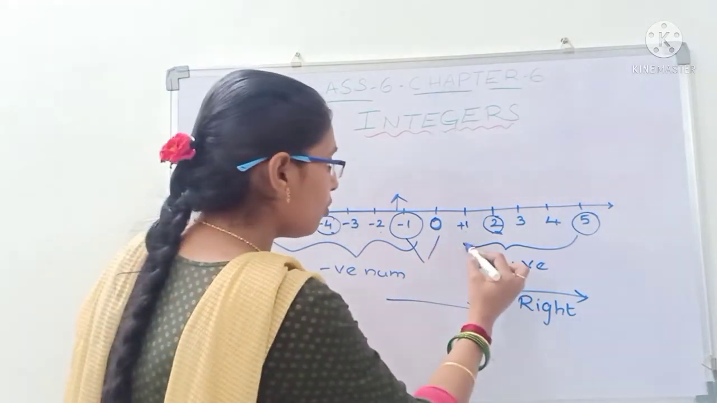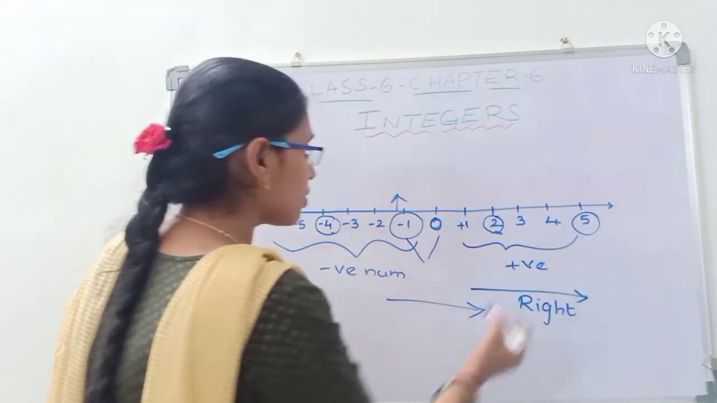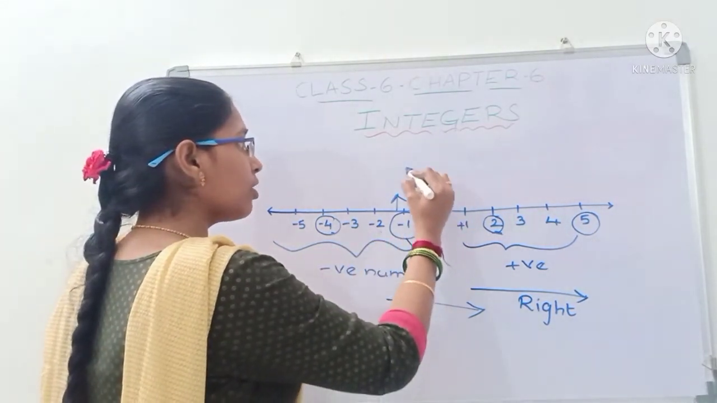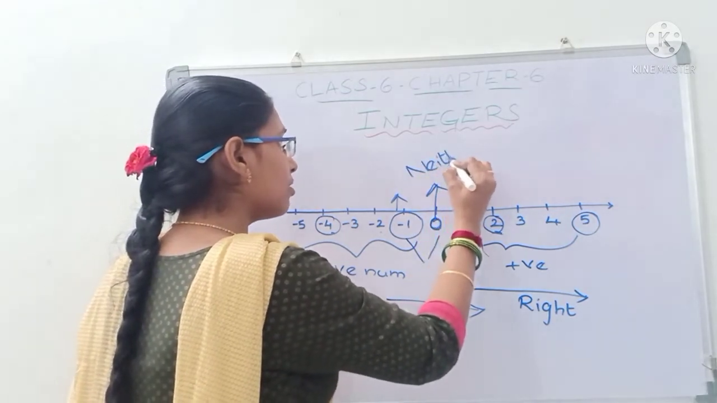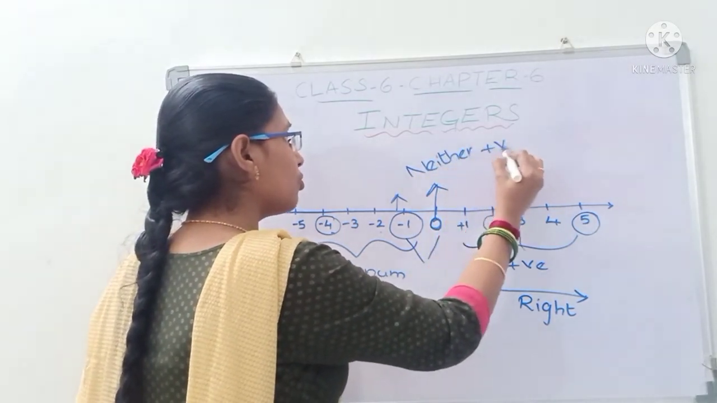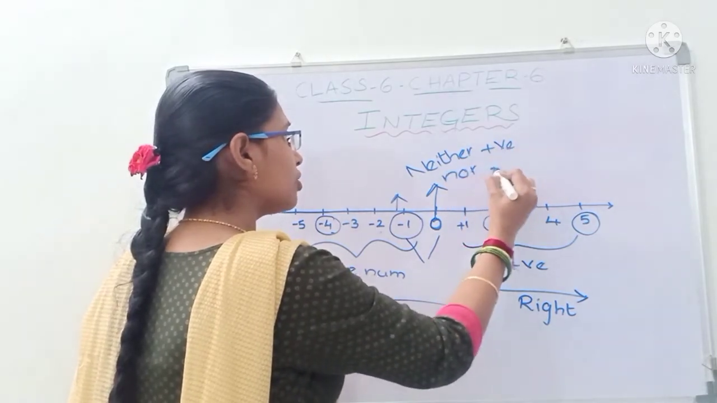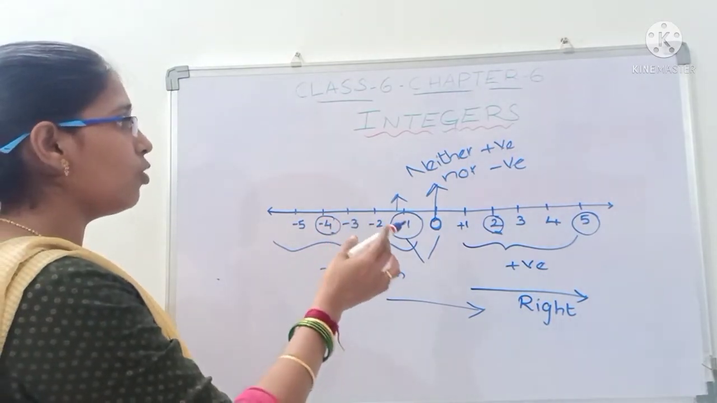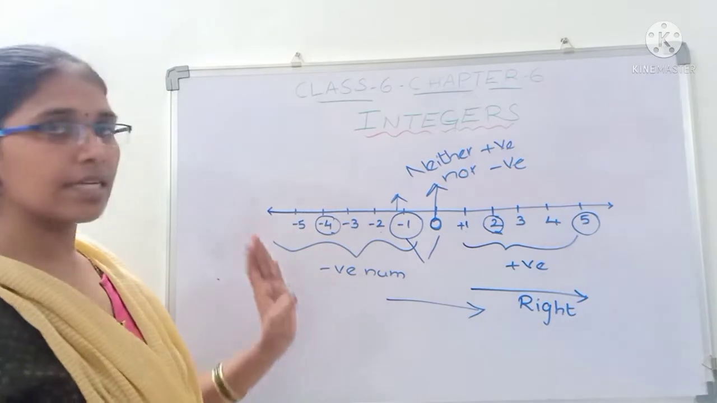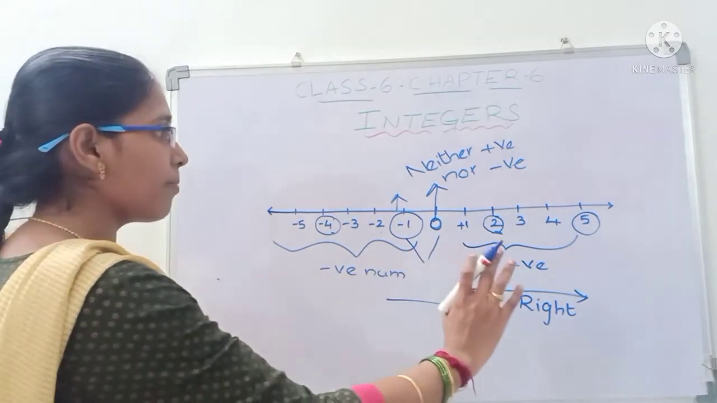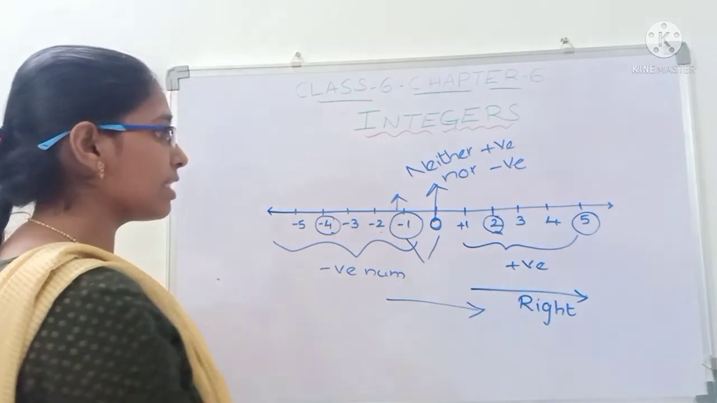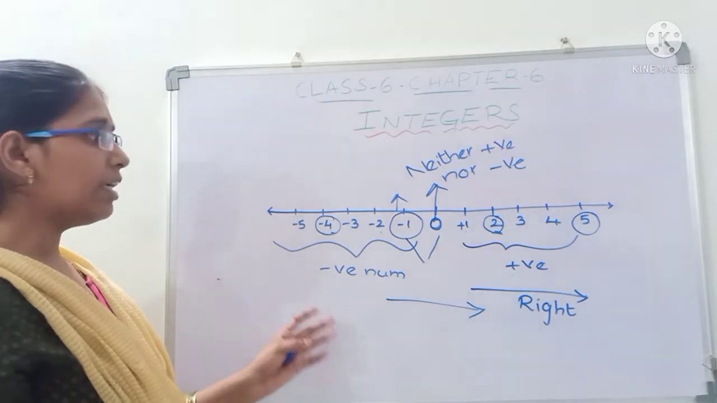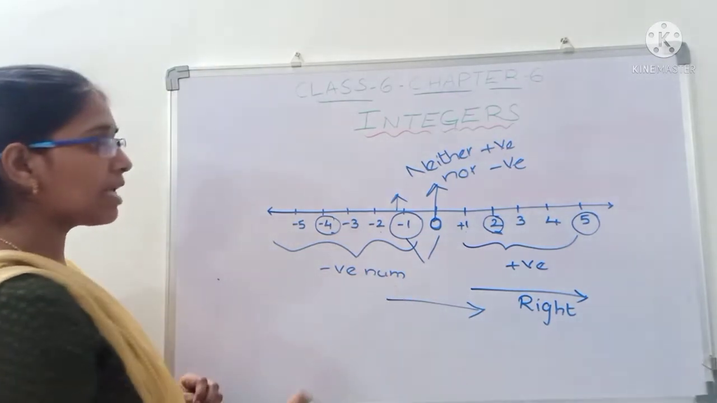And children, you know, numbers greater than 0 are positive numbers, numbers less than 0 are negative numbers. What about this 0? 0 is neither positive nor negative. It is not a positive number, it is not a negative number. So, understand the concept, children. As we go right side of the number line, the value of the number increases. That means as you go left side of the number line, the value of the number decreases.